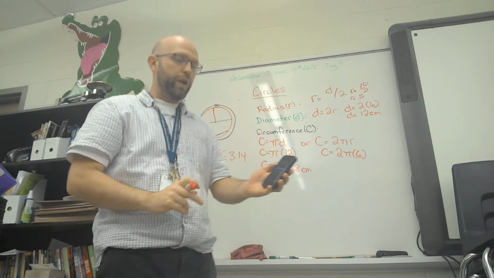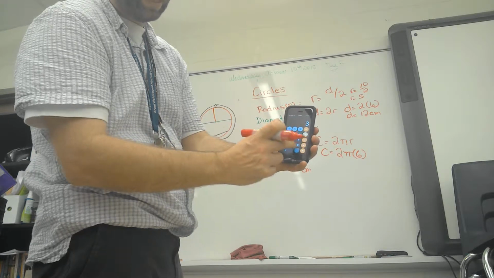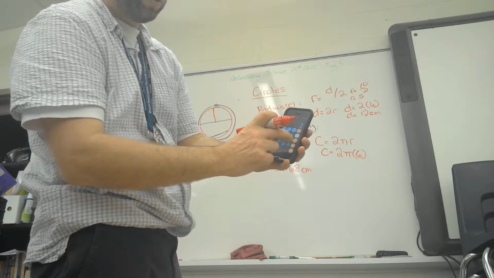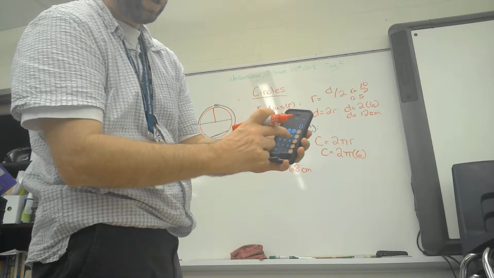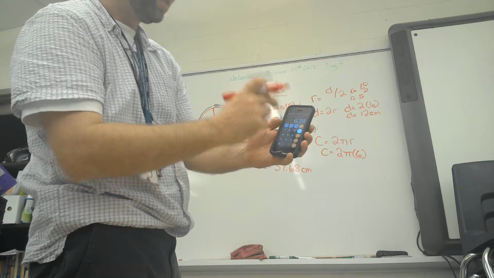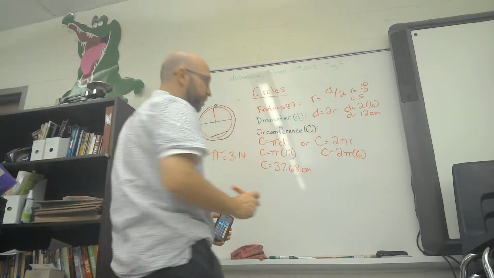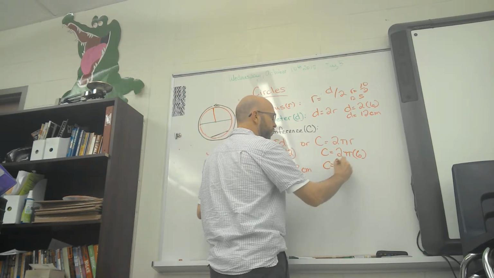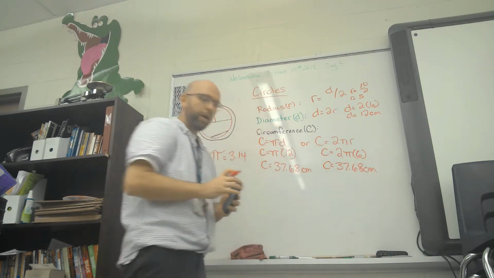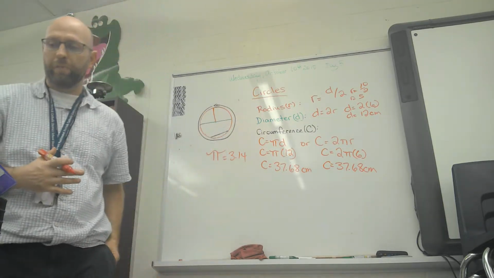Then in my calculator, I'm going to punch 2 times 3.14 times our radius, which is 6, and you're going to get 37.68. So our circumference equals 37.68 centimeters. Okay, so again, you can see that the answer is going to be the same. It doesn't matter what method you take.